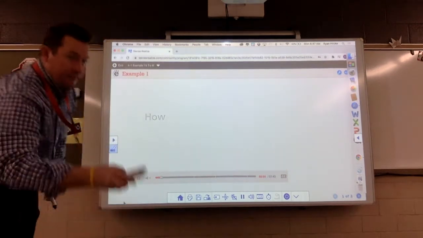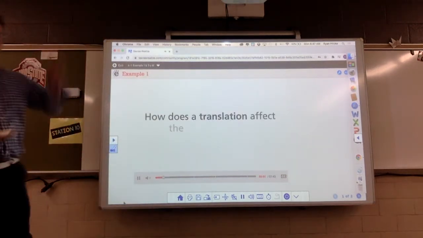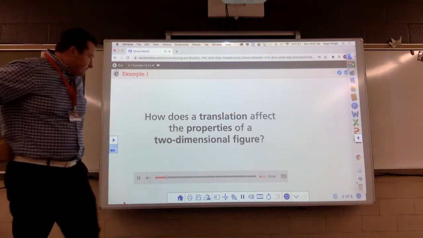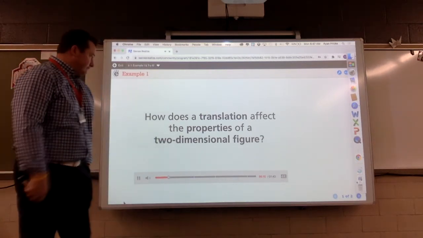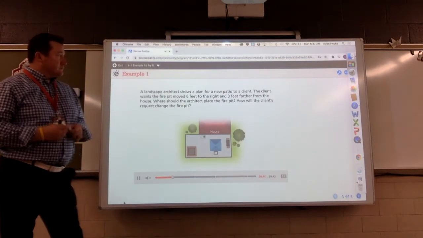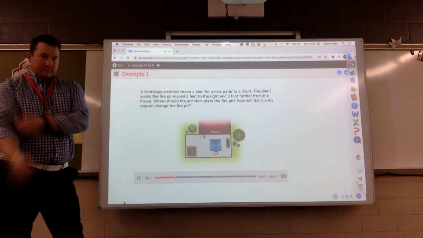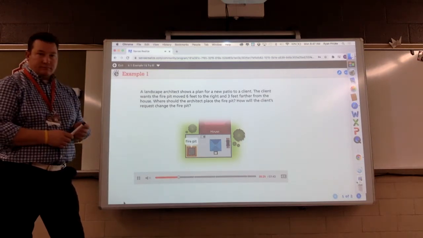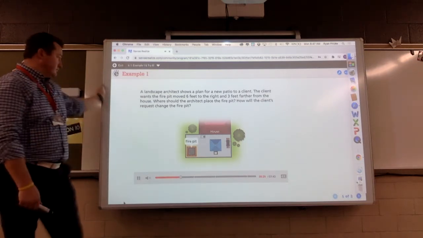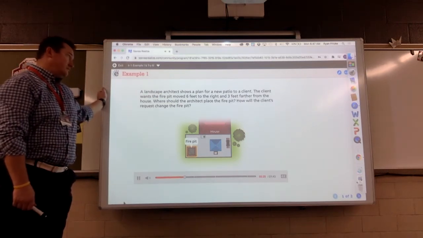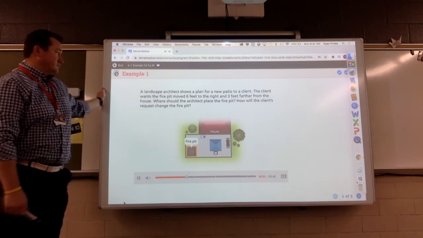Hopefully we get volume. How does a translation affect the properties of a two-dimensional figure? Think about this question during the lesson. A landscape architect shows a plan for a new patio to a client. The client wants the fire pit moved 6 feet to the right and 3 feet farther from the house. Where should the architect place the fire pit? How will the client's request change the fire pit?